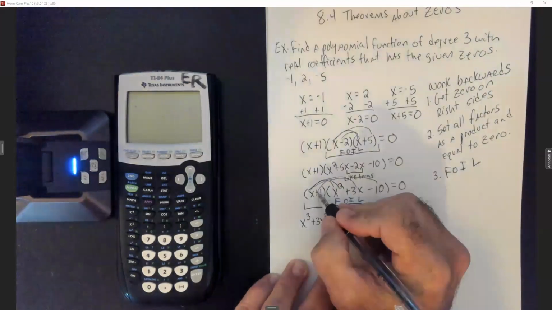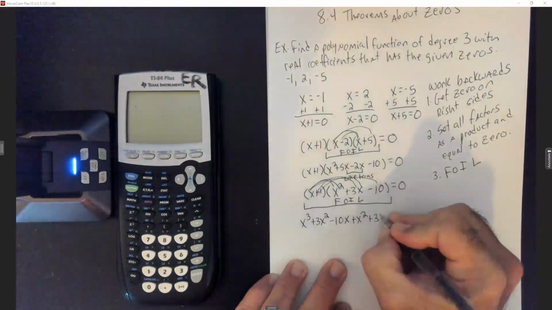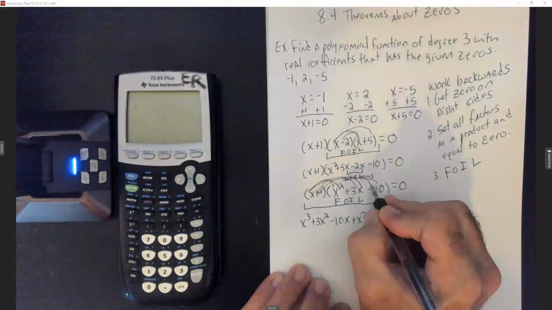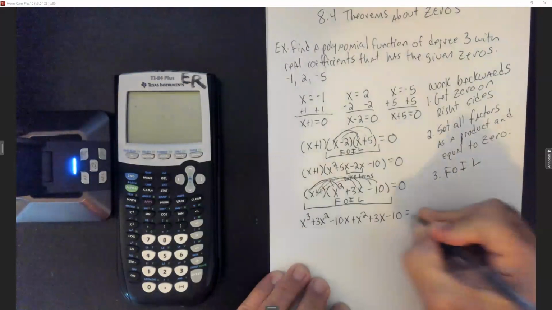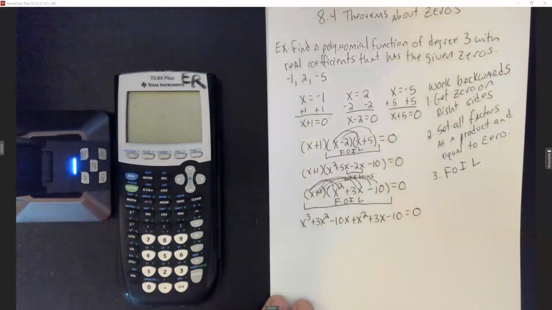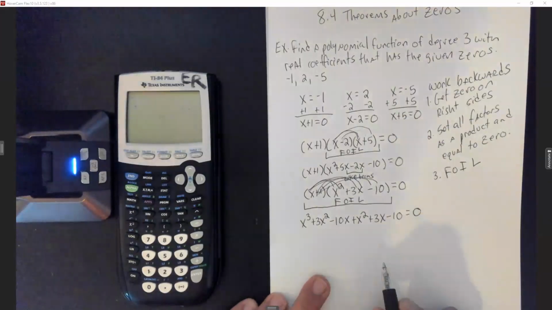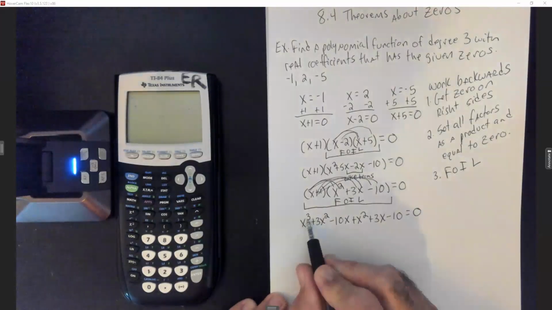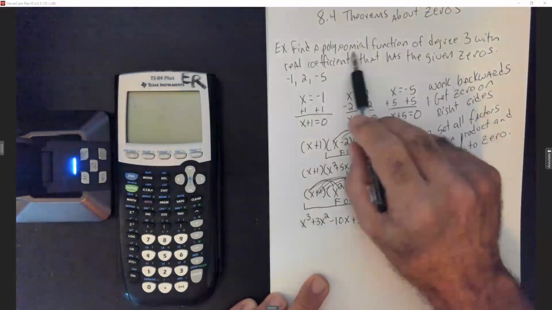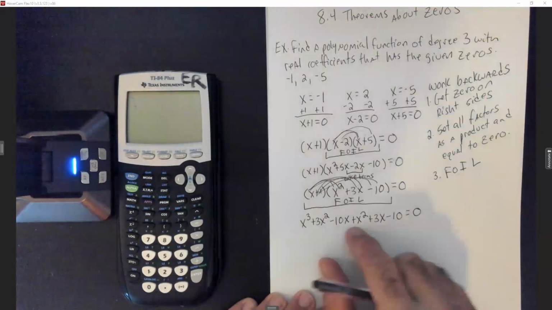1 times 3x is a positive 3x. 1 times negative 10 is a negative 10, all equal to 0. And y'all, the last thing to do is combine like terms. But if you notice, the biggest exponent I have in here is that 3. And that's what they told me to find, a polynomial of degree 3. So after I add my like terms, we're going to be done.